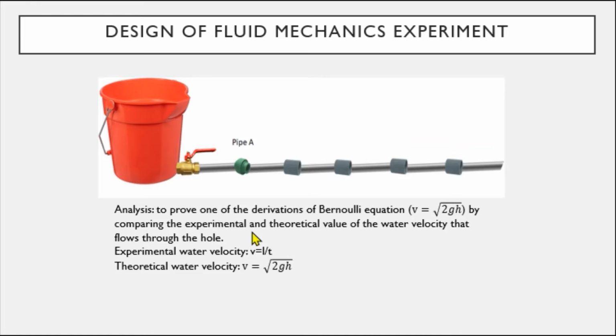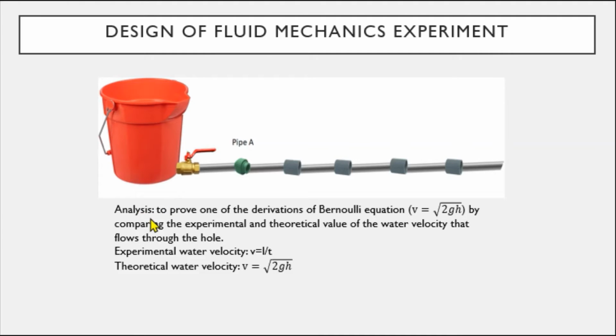This is the design of the fluid mechanics experiment. A barrel is attached to a long pipe. Between the pipe and the barrel, there is a hole in the wall of the barrel to allow the water from the barrel to flow to the pipe. And there is a faucet to control the flow of the water.